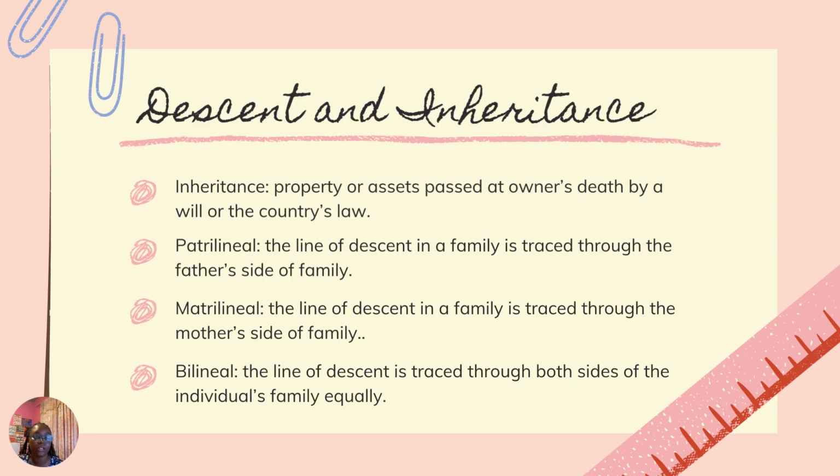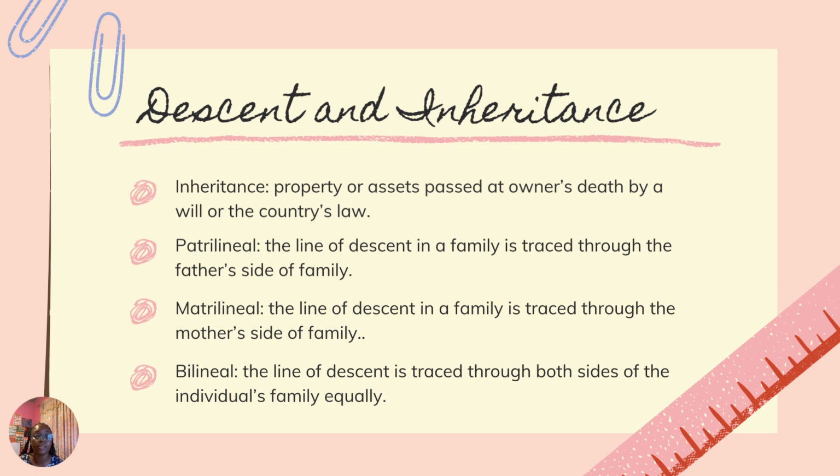Let's now look on the terms related to descent and inheritance. Inheritance would be property or assets passed at an owner's death by a will or a country's law. So inheritance in Jamaican terms: dead left money, dead left house, all of them something the family members fight over. So inheritance would be property or assets.